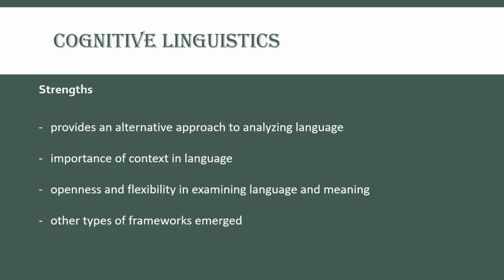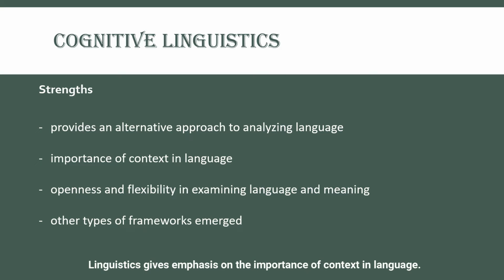The strengths of cognitive linguistics. Cognitive linguistics provides an alternative approach to analyzing language other than the mainstream generative grammar by Noam Chomsky. While the generative grammar focuses on syntax, or the arrangement of words, and morphology, or the formation of words, cognitive linguistics gives emphasis on the importance of context in language. The speaker's interpretation of things may change depending on the situation they are in.